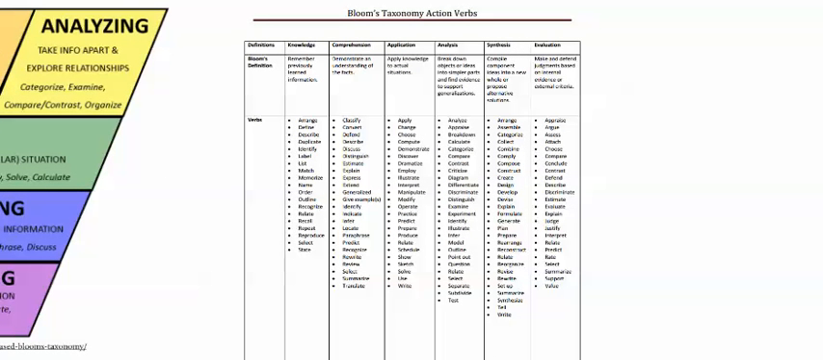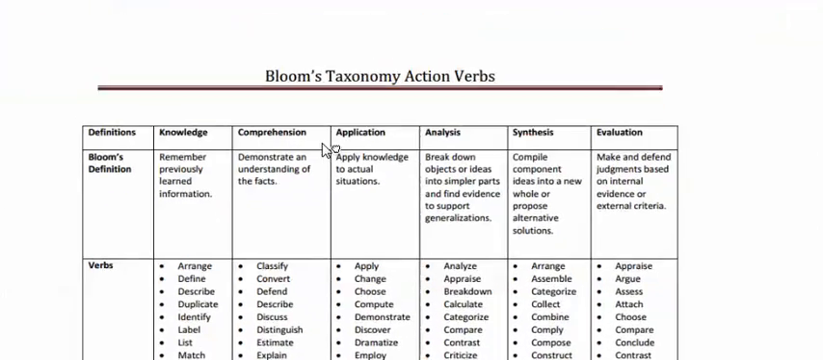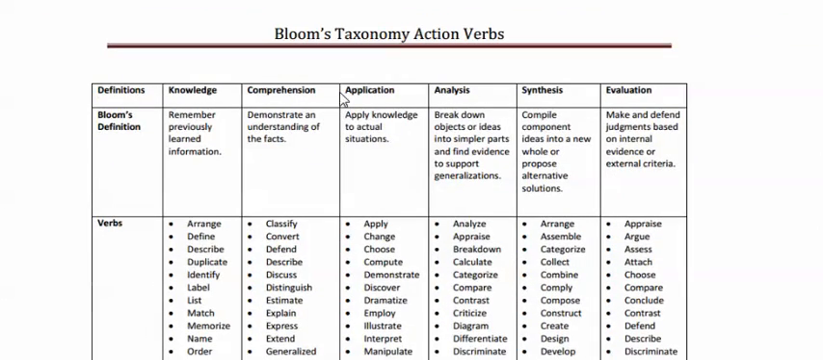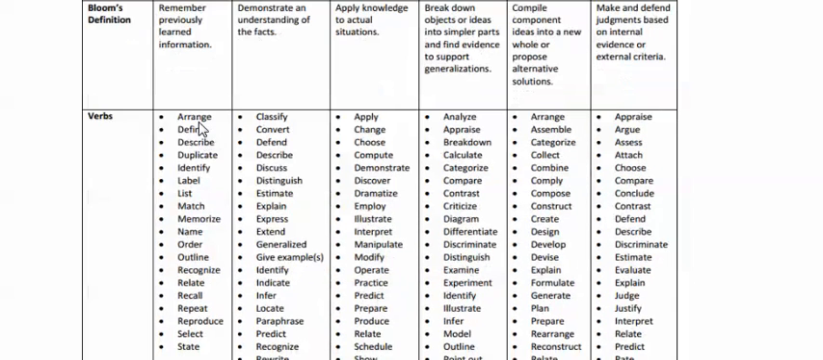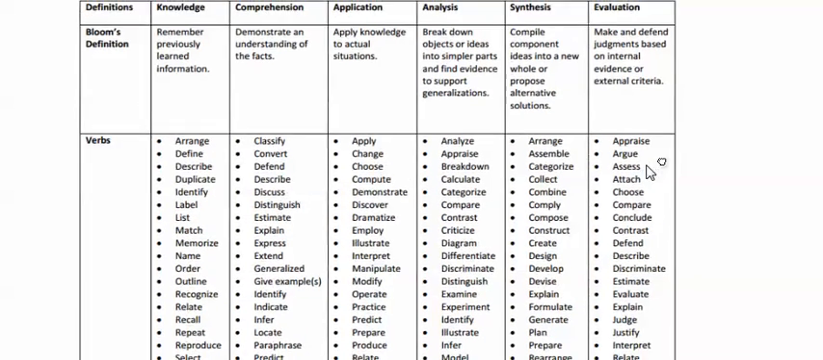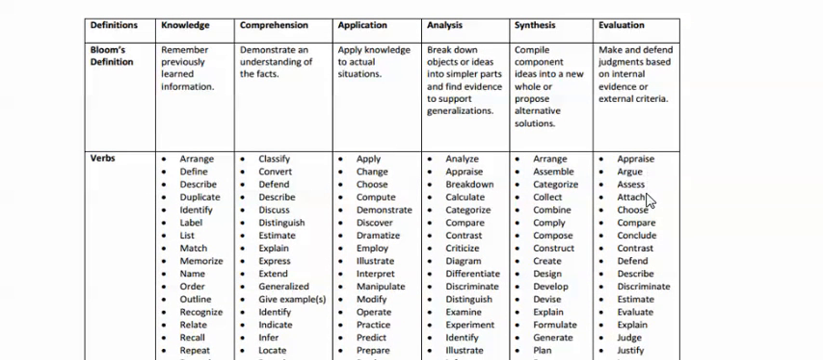If you're ever stuck on needing some words, you can do a Google search and find a document like this. This is a list of action verbs, and this particular one breaks it down into knowledge, comprehension, application. You get the lower level words over here, like arrange, define, describe, duplicate. Some of the higher level words could be appraise, argue, assess, attach, choose, compare, conclude. You can see how that can lead to a higher level learning experience for students if you are intentionally choosing what you're going to measure.